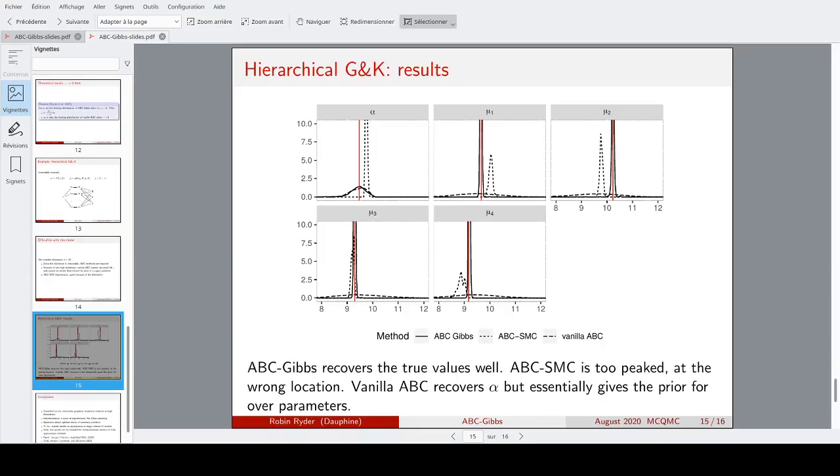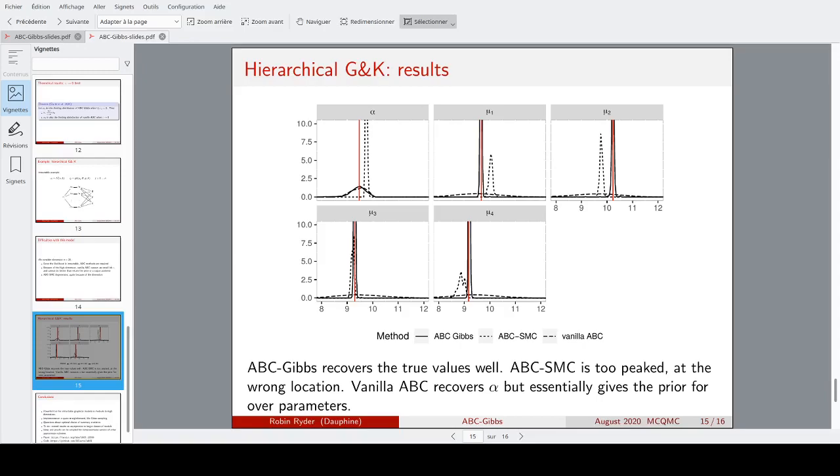Okay, so here on this graph, you're going to see the 3 methods, so ABC Gibbs, ABC SMC, and vanilla ABC. In this case, you have a red line, which is the true value used to generate the observations. So that's what we would hope to recover. And you have the full line, which is ABC Gibbs. And then you have the dashed line, which is ABC SMC, the little dashes, and the big dashes, which is vanilla ABC.